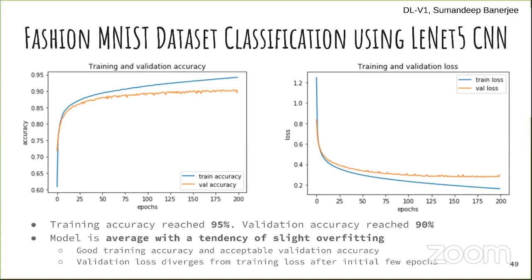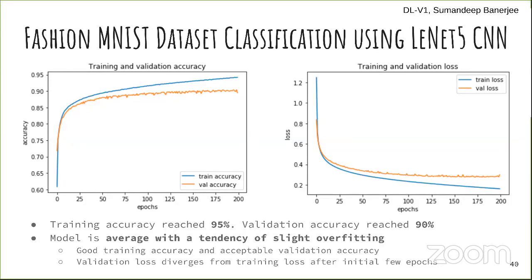Now we try to solve the problem using the same LeNet. We get good results, but do run into some problems. The training accuracy is good, reaching 95% after 200 epochs. The validation accuracy is not excellent, but good enough at around 90%. But the validation loss tends to diverge from the training loss, and that is a symptom of overfitting.